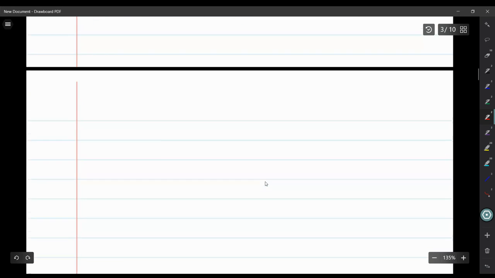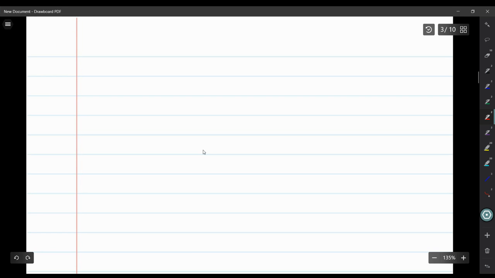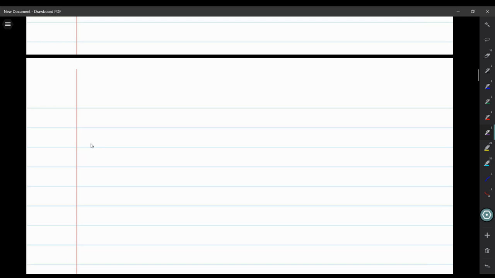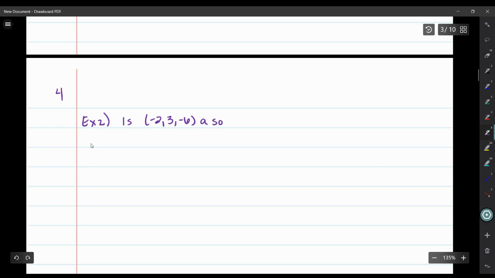So I want you to try example 2 on your own. So this would be page 4 for me. So for example 2, you have the system. We'll do the question first. Is (-2, 3, -6) a solution to, and then here's your system.